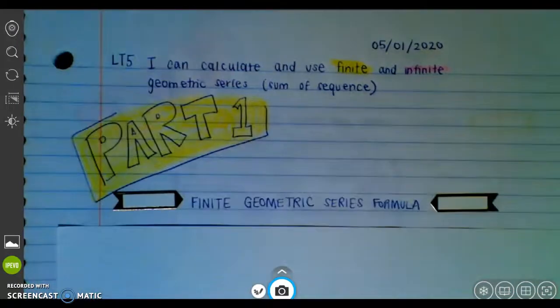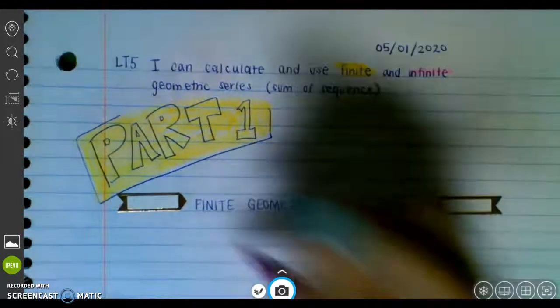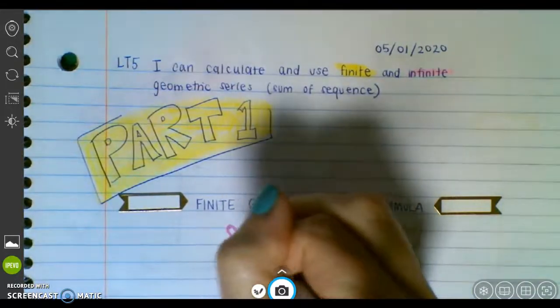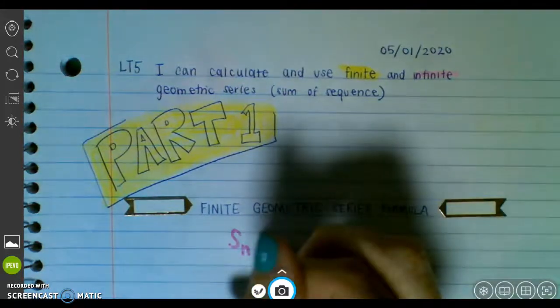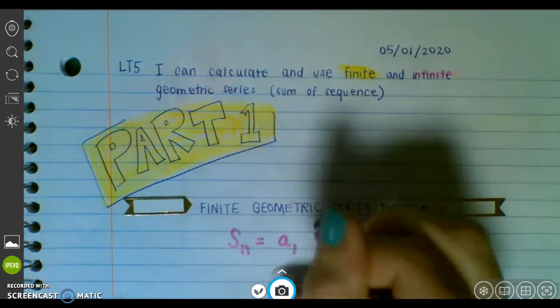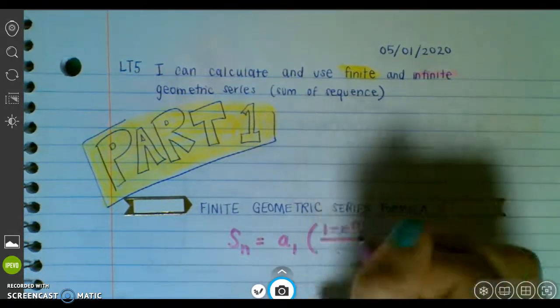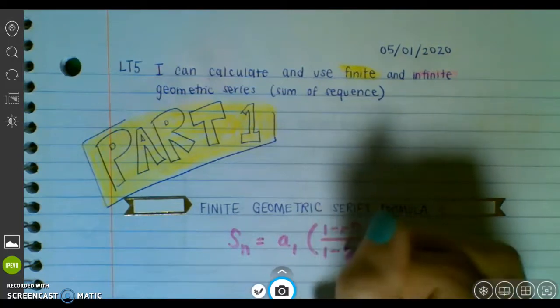Part 1. The finite geometric series formula is S sub n, S standing for sum, just like with arithmetic series, equals a sub 1 times 1 minus r to the n over 1 minus r.